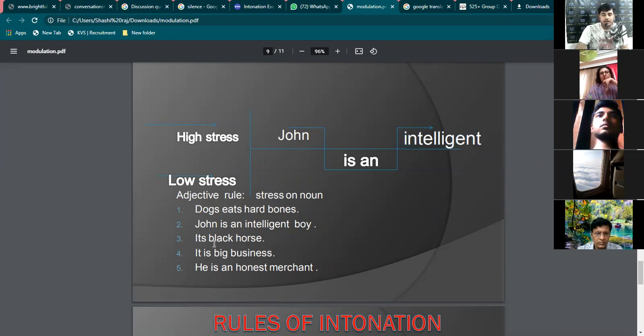It's a black horse. It's a big business. He's an honest merchant. For conveying our messages, merchant is important, business is important, horse is important. So we can convey our messages to the audience, to the people, that these words are important. Here we are talking about these things. So that is about the adjective rules.